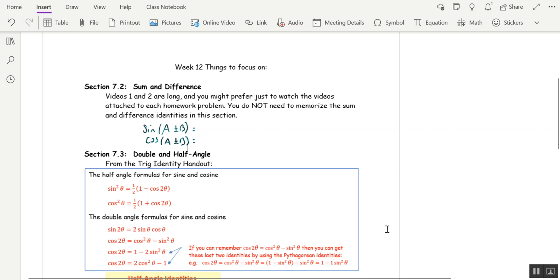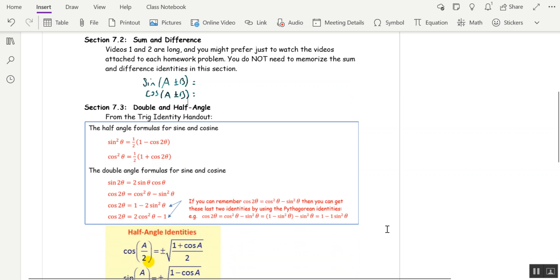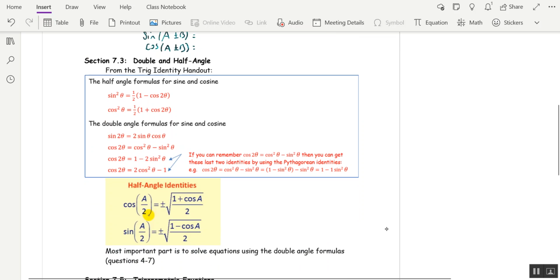Section 7.3 is double angle and half angle. Now, for the half angle formulas, the ones I'm having you memorize in your trig identity handout are different from the ones you're going to have to use in your homework. So they're the same identity, it's just a different form. So you're going to want to use these in your homework, and you can watch the videos to see how to use them. You really won't have to memorize these until you get to calculus.